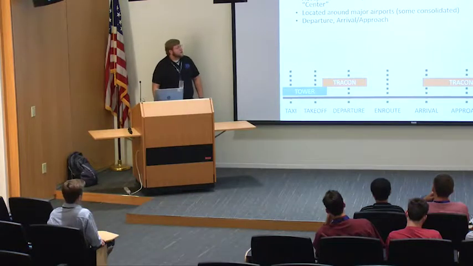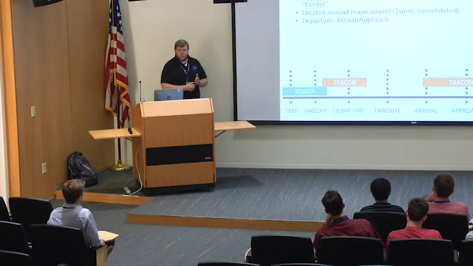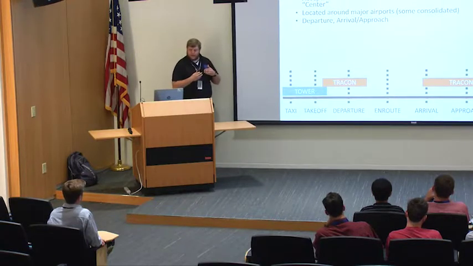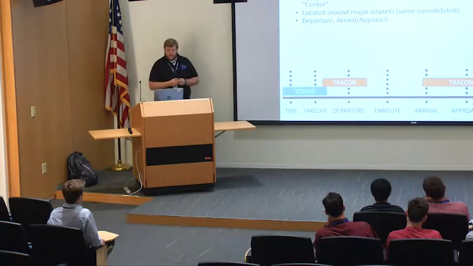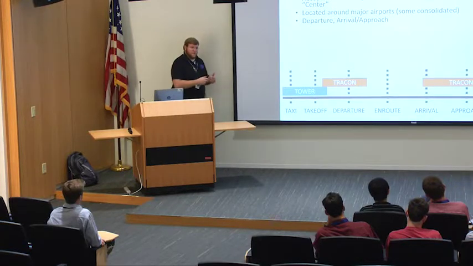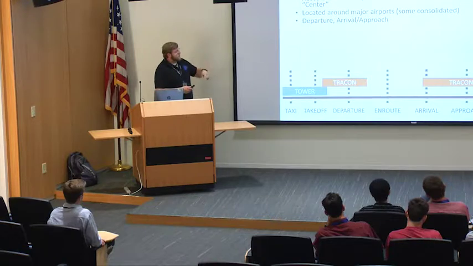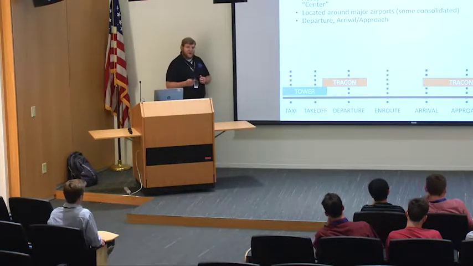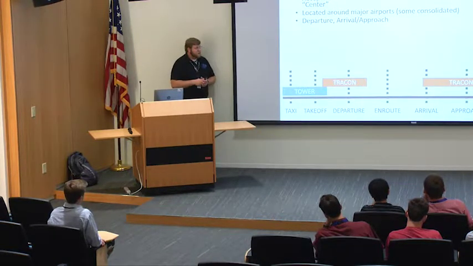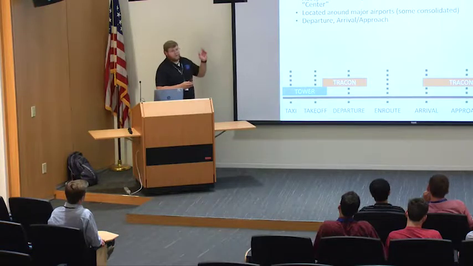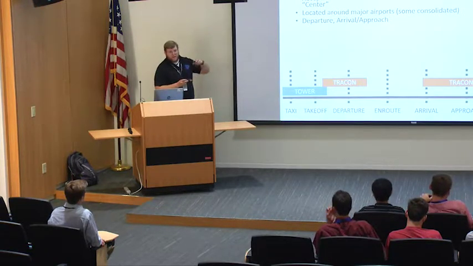So the next facility, Terminal Radar Approach Control, or TRACON, their job is to accept traffic from and deliver traffic to the tower, as well as accepting traffic from and delivering it to the center, which we'll talk about next. So these are located around major airports. Some of them are consolidated. So if, for example, you go up north, DC has a consolidated TRACON facility known as Potomac TRACON that handles traffic for all the airports in the DC metro area.